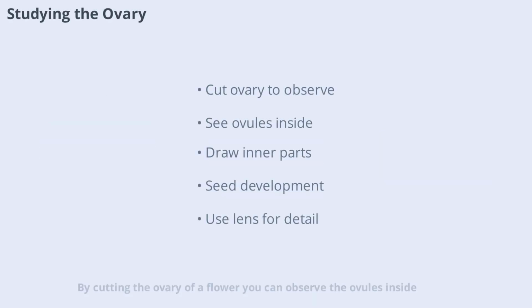By cutting the ovary of a flower, you can observe the ovules inside. These bead-like structures are where seeds develop. Use a lens to examine the ovary and draw its inner parts, deepening your understanding of plant reproduction.